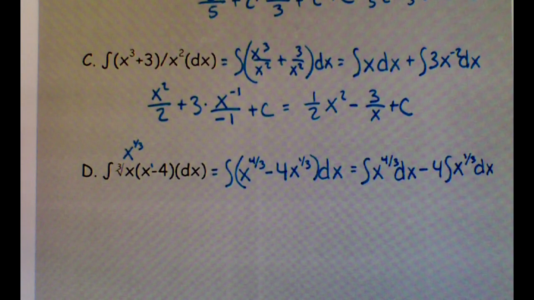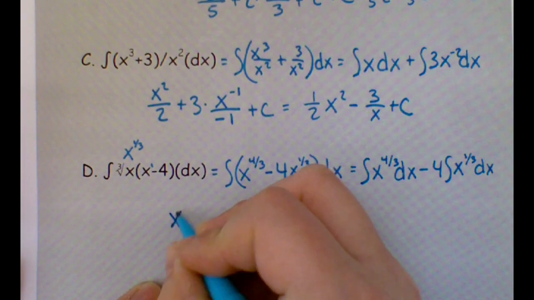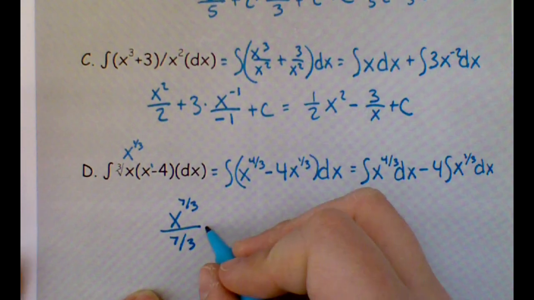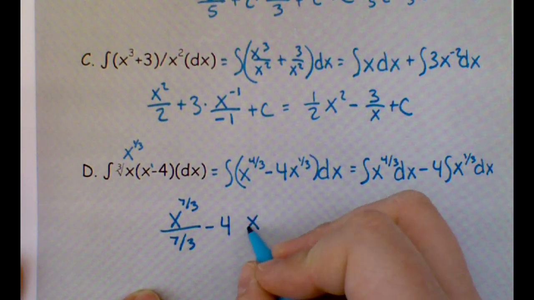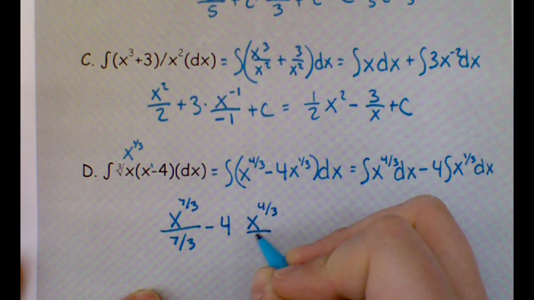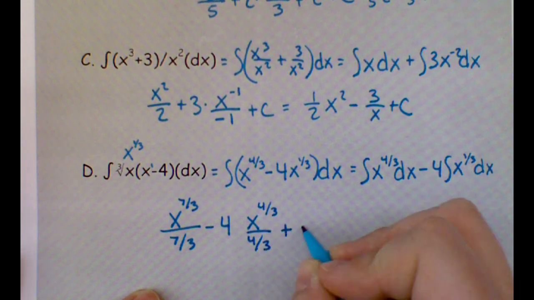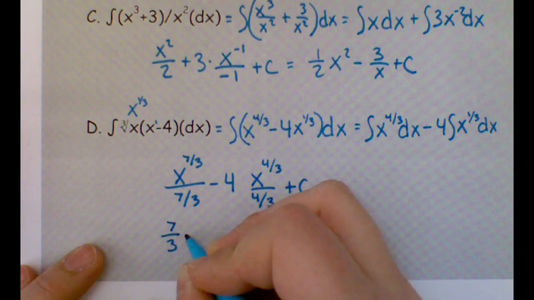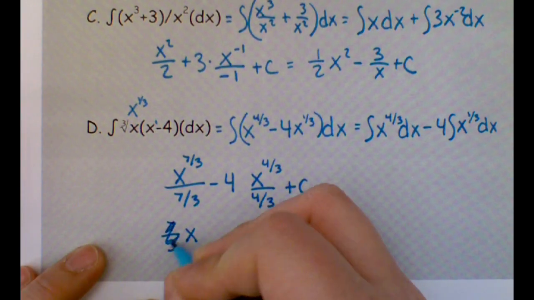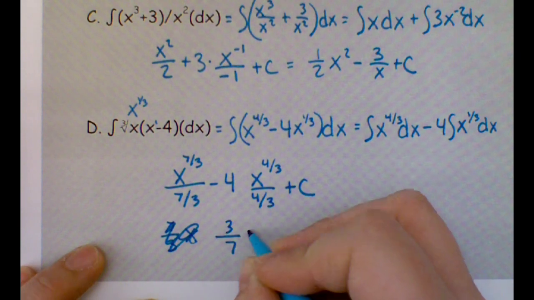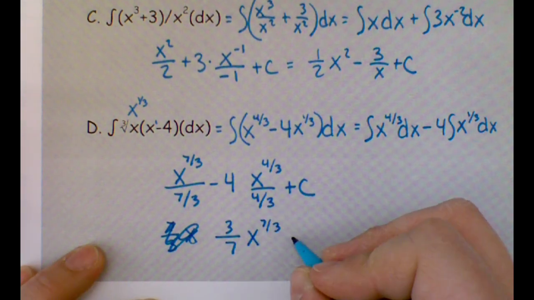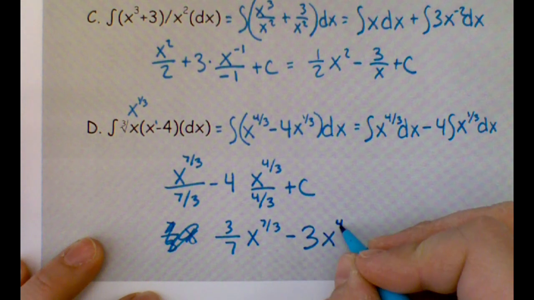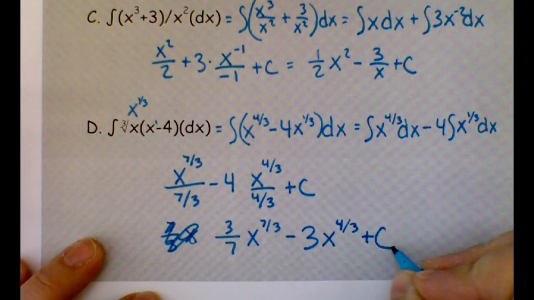Antiderivative of x to the 4/3 power dx is x to the 7/3 power divided by 7/3 minus 4x to the 4/3 power divided by 4/3 plus c, which makes this 3/7 x to the 7/3 power minus 3x to the 4/3 power plus c.